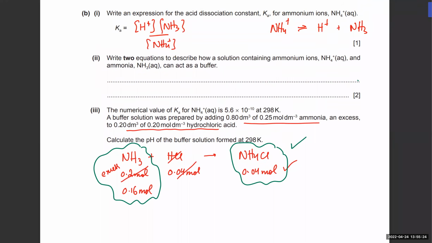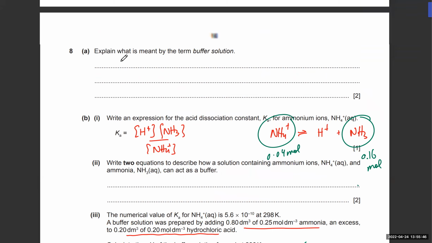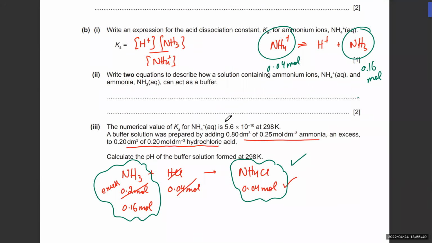So I'm now going to link this up with this thing. Okay, what does my container have? It has NH3, which is 0.16 moles. Okay, so I've got 0.16 moles of NH3. And I've got how much NH4 plus 1? I've got 0.04 moles of this thing. So use those values, put them in the expression. I think they gave us the K value. So I'm just going to put everything in the expression. 5.6 into 10 to the minus 10 is equal to H plus 1 concentration into NH3 concentration, which is 0.16.